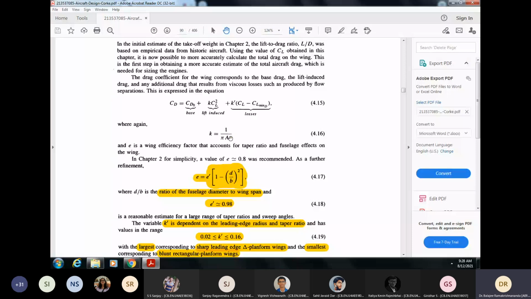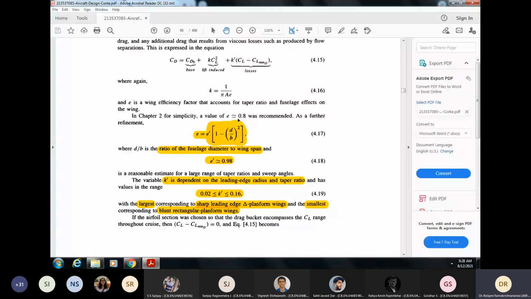We used e as 0.8 in the earlier weight estimation, but this is giving a further refinement for e. See whether it will be useful for you. At this stage you wouldn't know this d by b, the ratio of fuselage diameter to wingspan, but you can take it from your reference aircraft and estimate the value of e more accurately, if you want a better value for e. It's a reasonable estimate for a large range of taper ratios and sweep. You can use this if you want.